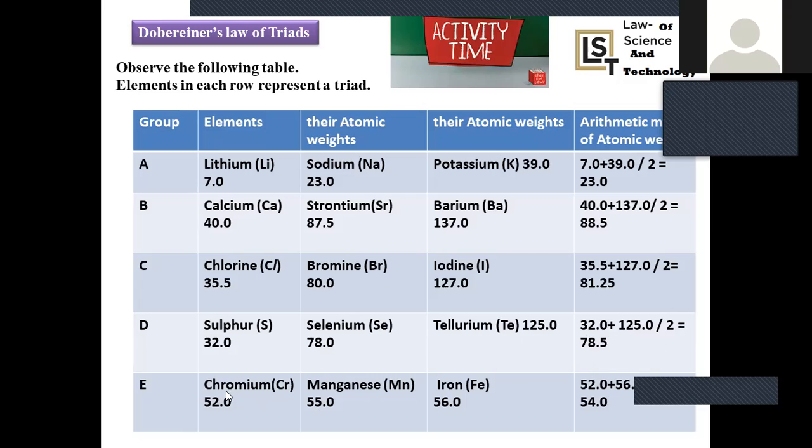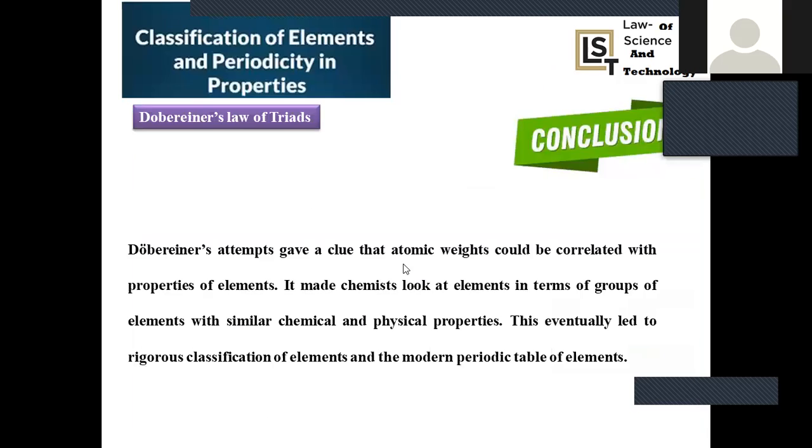And one more is chromium, 52. Iron will be 56. When you take the average of these two, 52 plus 56 by 2, it will be 54, almost equal to the central manganese. So all these A, B, C, D, E are said to be Dobereiner triads, because the mean of the first and third element exactly equals the central element. So this is the assumption given by Dobereiner triad, where the activity we performed was based on the data provided in the activity, right?